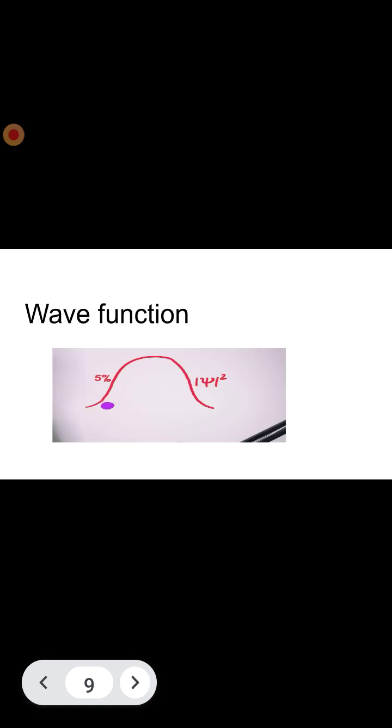We know the wave function. The wave function is the solution for the Schrodinger wave equation, and the wave function itself does not have any physical significance. We measure psi square, that is the probability density, the probability of finding the electron, which is a measurable quantity, and using this we can tell how much is the probability of finding an electron. For example, in this picture, the probability is 5%. We have psi square equal to 5%, which means that the probability of finding the electron at that point is 5%.